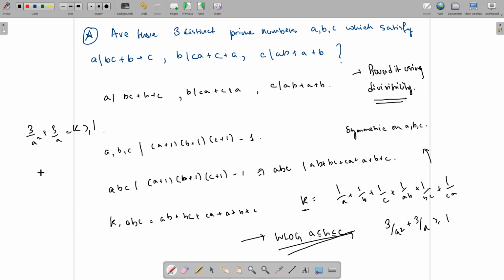Yes. And why is A less than 6? Just give me an argument for that. Because A square is greater than A, so 3 by A square is less than 3 by A. So 6 by A is greater than 1. Okay, what happens for 5? I said we can check cases A equal to 2, 3, 5. Okay, so fine.